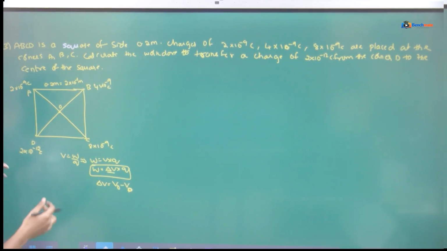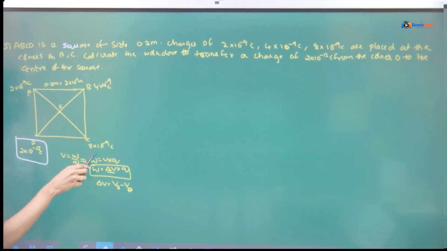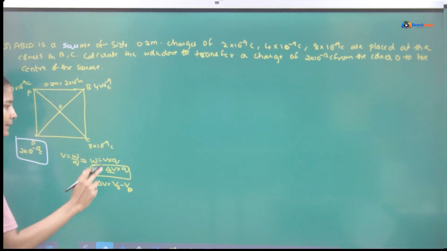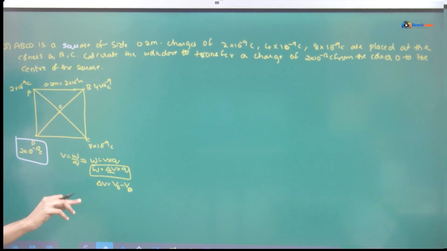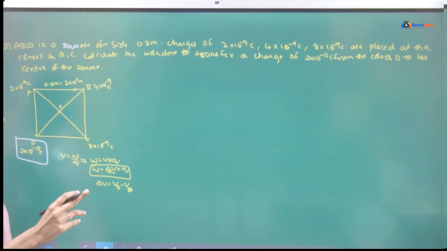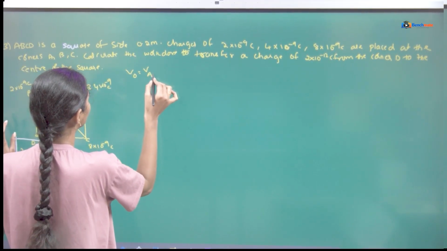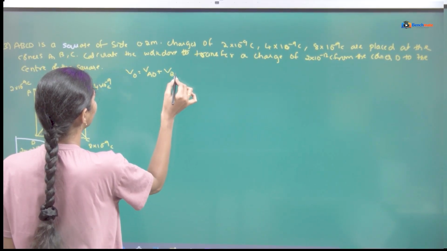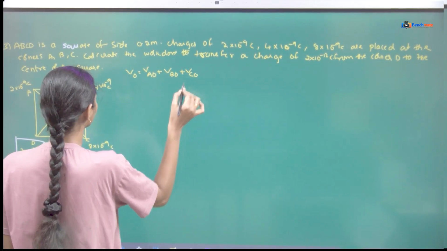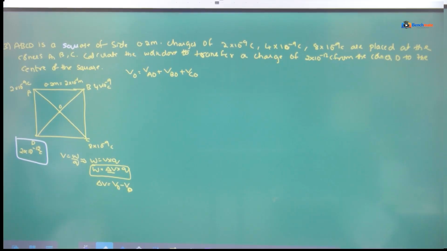Because of whom? Now at O, the A charge, B charge and C charge, three charges are there. So you will get the potential at O because of the A, B, C charges. So potential at O will be equal to potential due to A plus B plus C at O. But I don't know the AO distance. I need this AO distance.